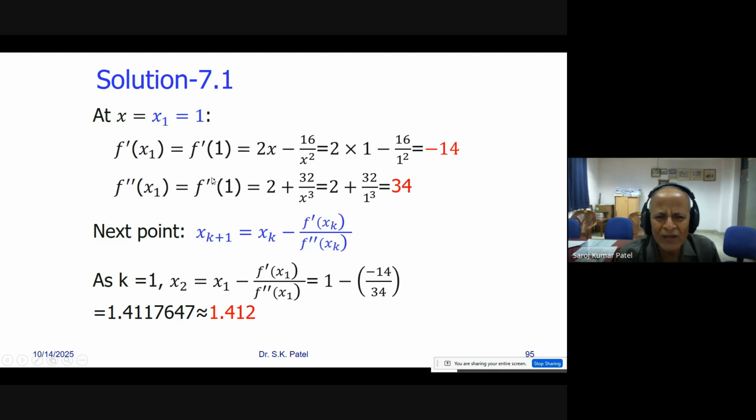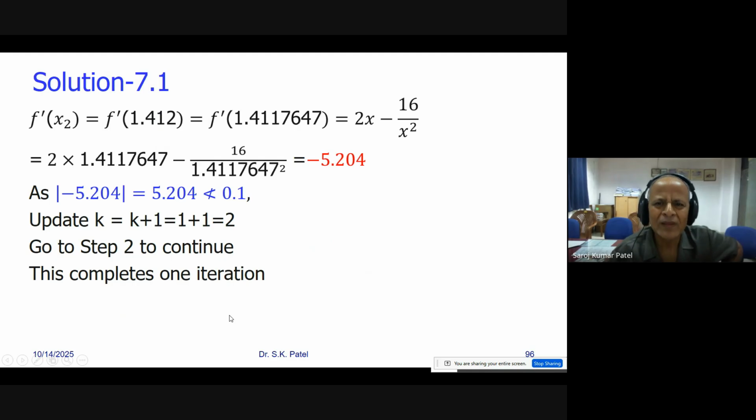And at 1, the second derivative, if you calculate, will be 34. So substitute these values in this expression. First derivative is minus 14, second derivative 34, and xk is equal to 1. So substituting these, we get the next point. There is x2. x2 will be equal to 1.41176, or round it up to 1.412. At this new point, now find out the first derivative.